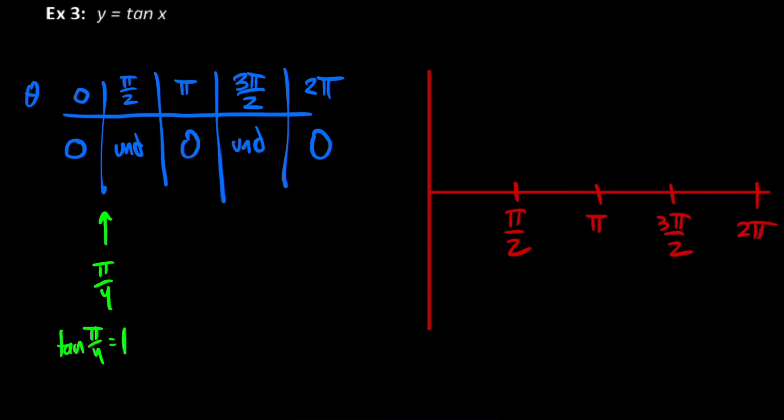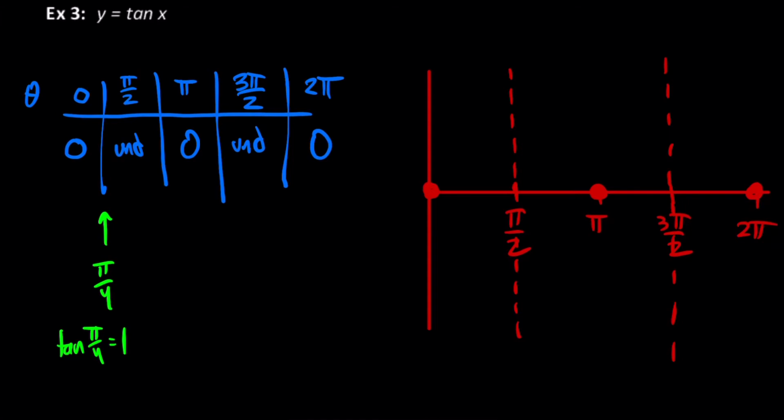Okay, so what do we know about tangent? At 0, tangent is 0. At pi over 2, it's undefined. What does that mean in a graph? If it's undefined, that basically gives us a vertical asymptote. At pi, it's 0. At 3 pi over 2, it's undefined, so there's another asymptote. And at 2 pi, it's 0. So that is not super helpful to us. How do we fill in the rest?